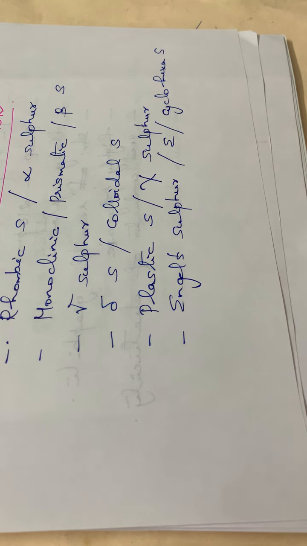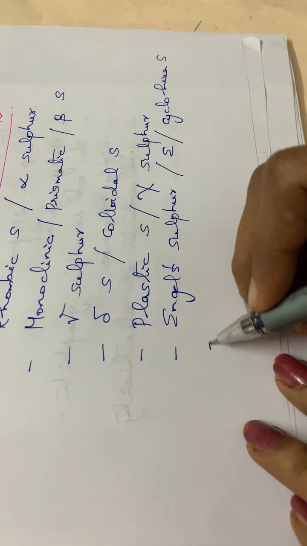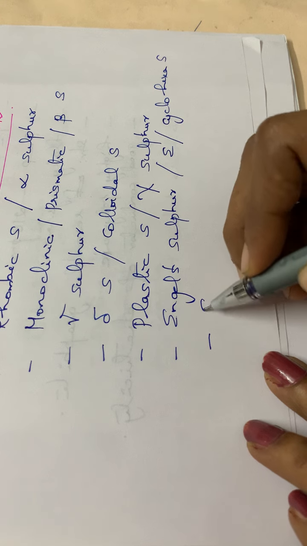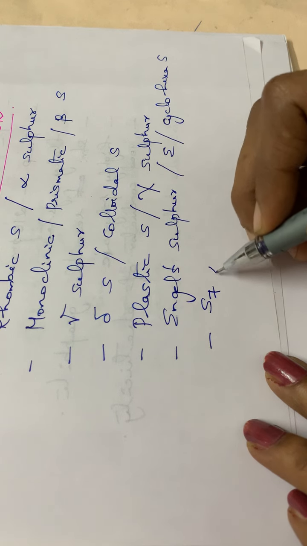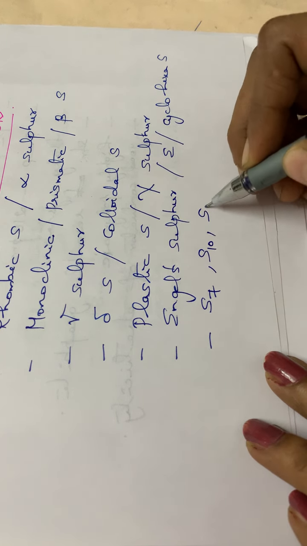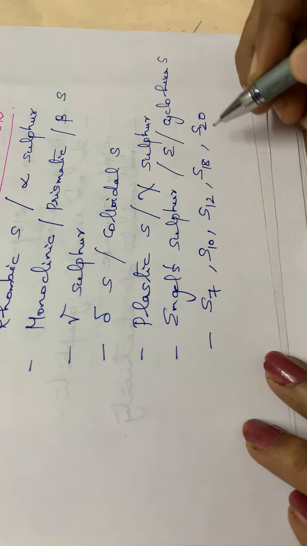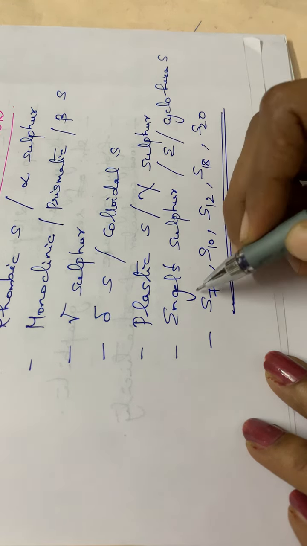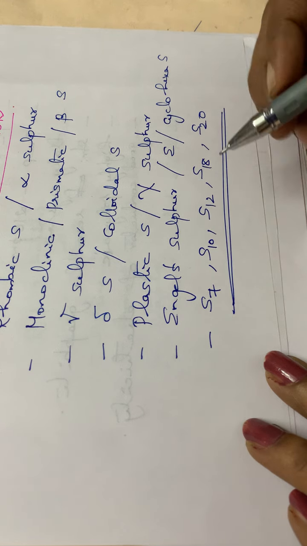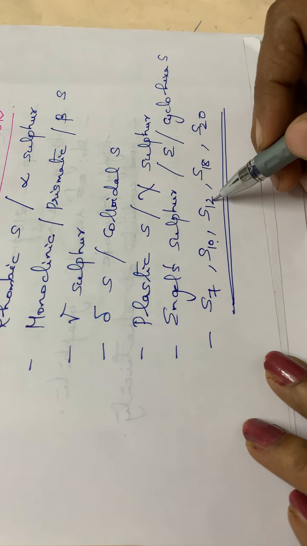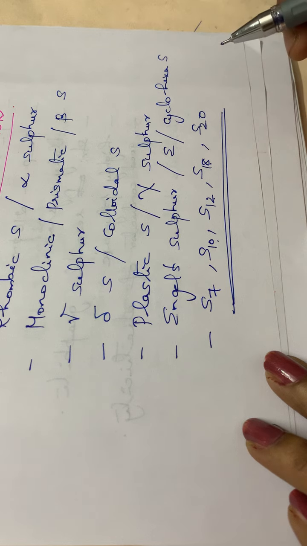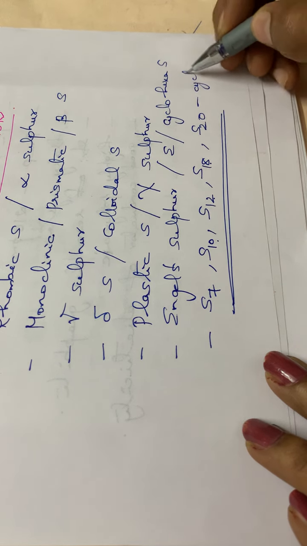Then other allotropes are there which are cyclic in nature, and cyclic means it will be having S7 atoms, then S10, then S12, S18 and S20. So these are also different allotropes of sulfur. These are all cyclic sulfurs, the cyclic forms.